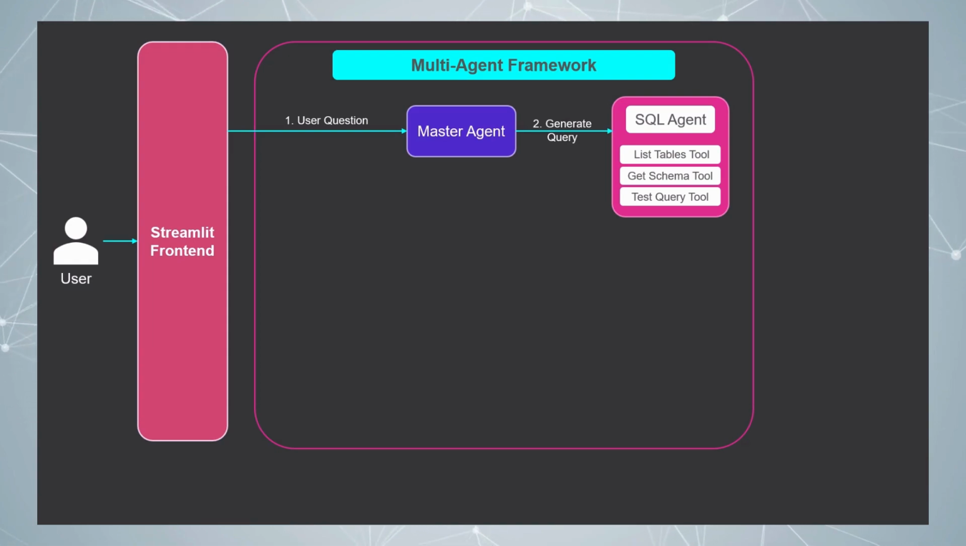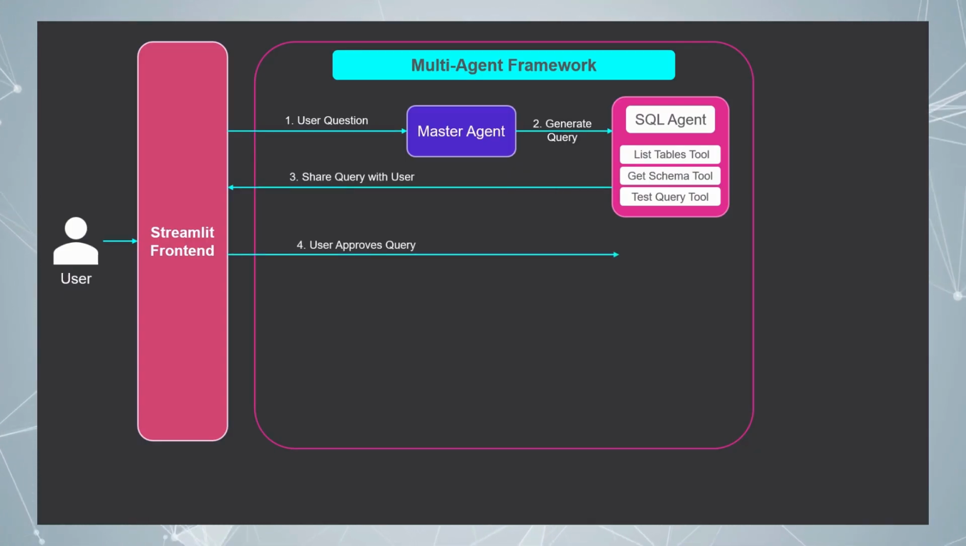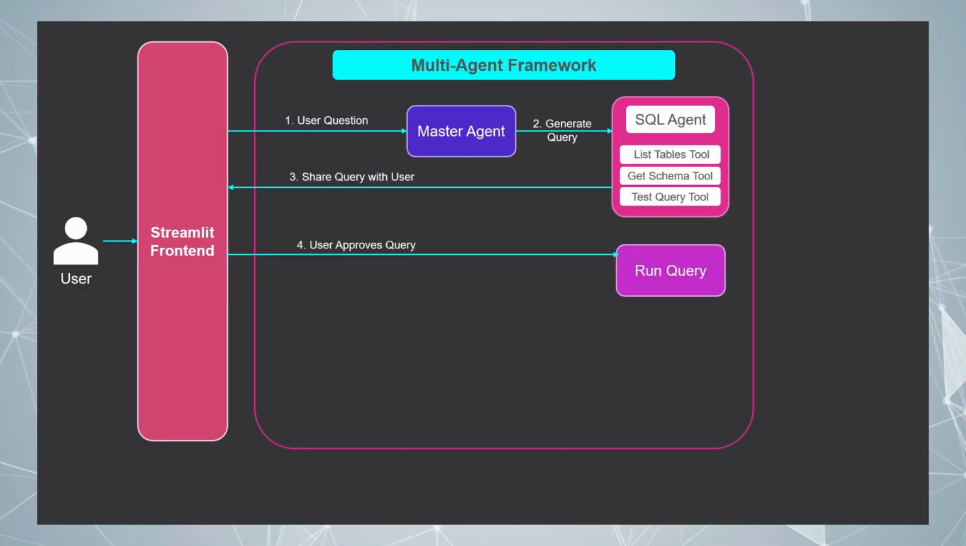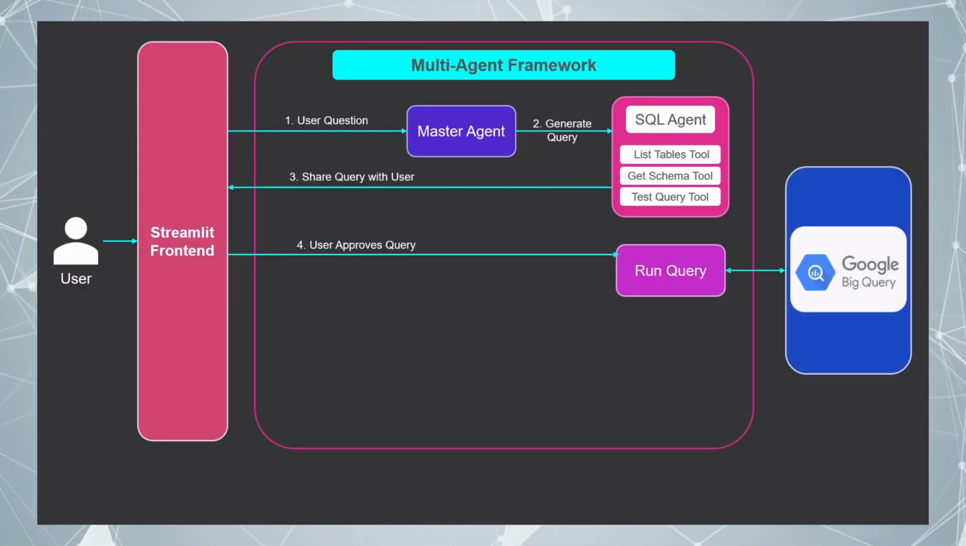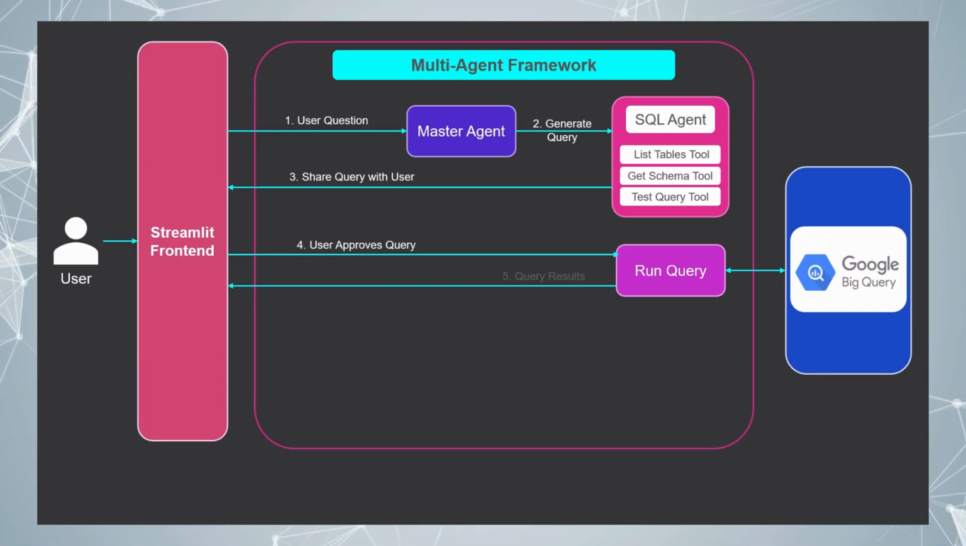Once the query is ready, it's sent directly back to the user in the Streamlit frontend for review and approval. If the user approves the query, the system proceeds to execute it. The run query agent sends the validated SQL to BigQuery, retrieves the result, and returns it to the system for post-processing. At this point, the system checks.